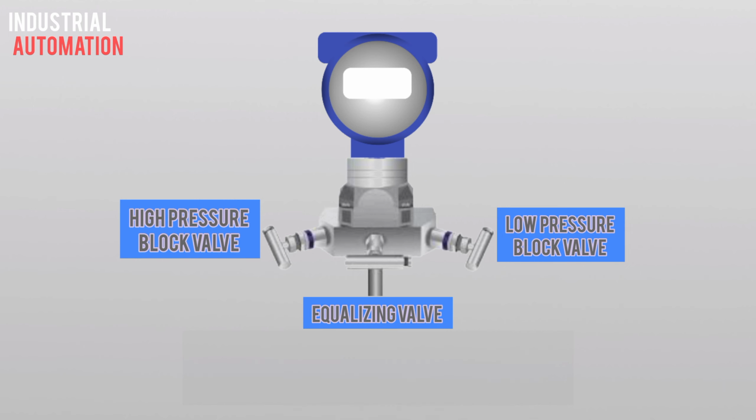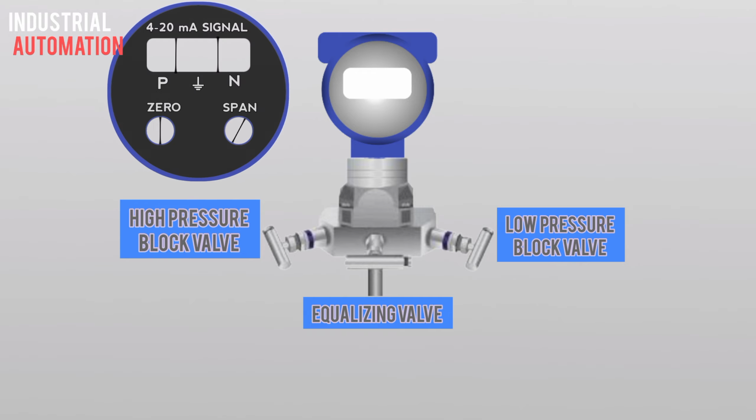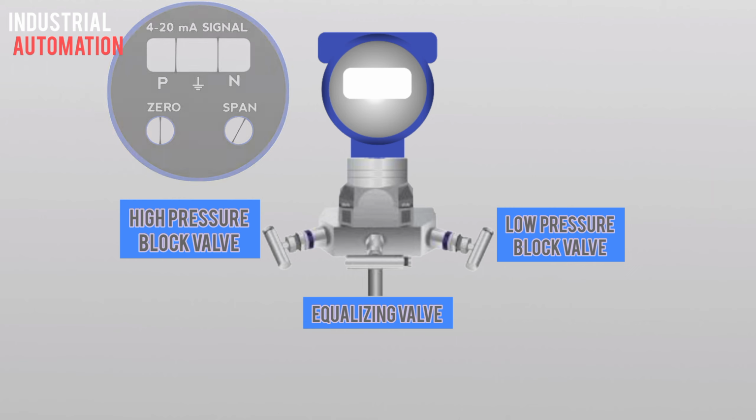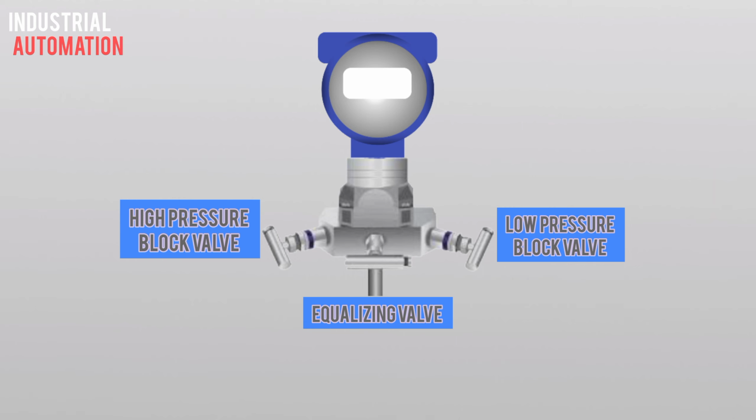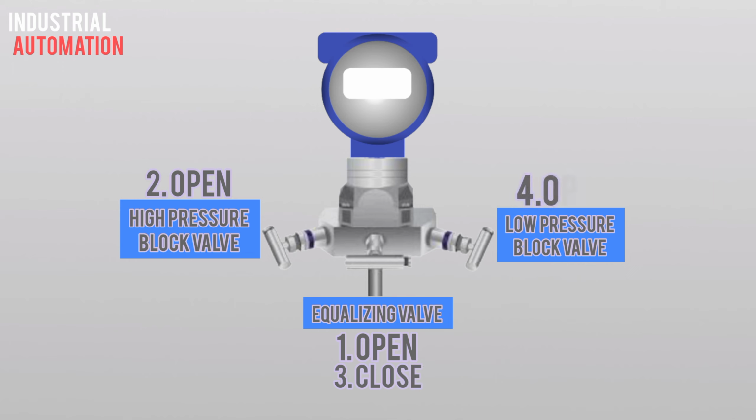Calibrating the transmitter is completed by using values found in a calibration table or chart kept on-site. The zero and span adjustments are used to obtain a specific current output range for a 0% and a 100% differential pressure input. After calibration, a transmitter is returned to service by opening the equalizing valve first, then opening the high pressure block valve second, followed by closing the equalization valve, and finally opening the low pressure block valve.